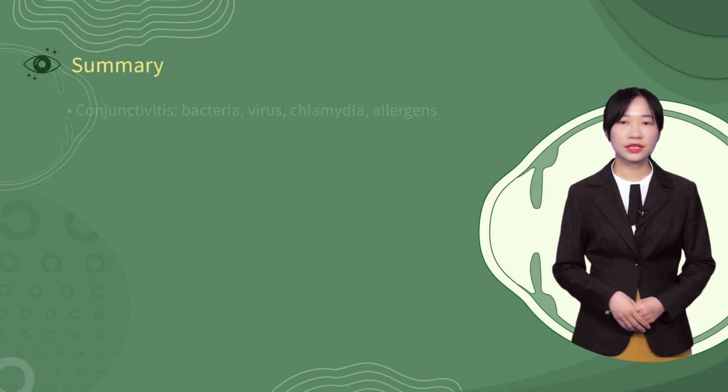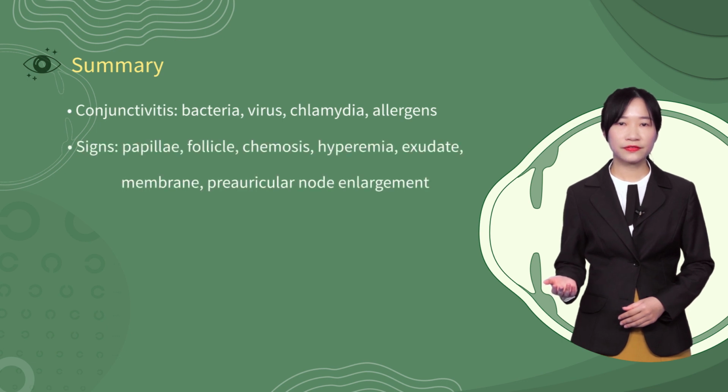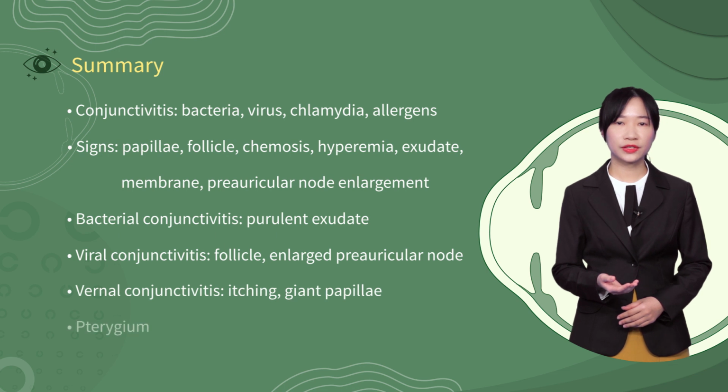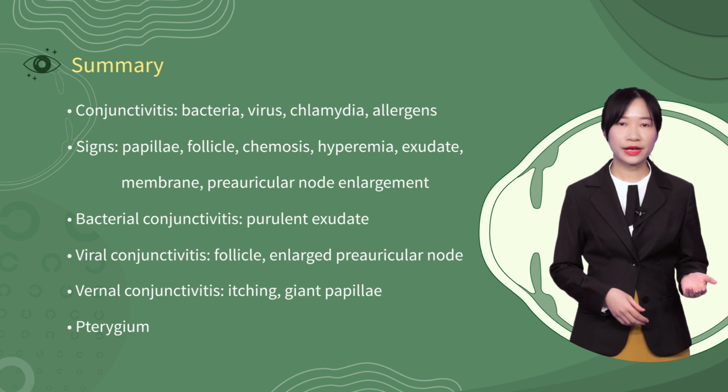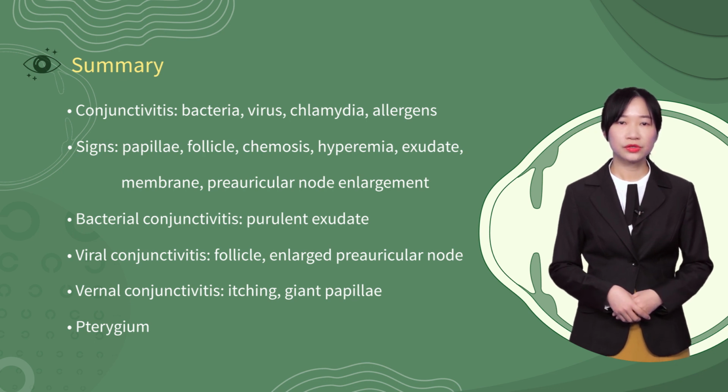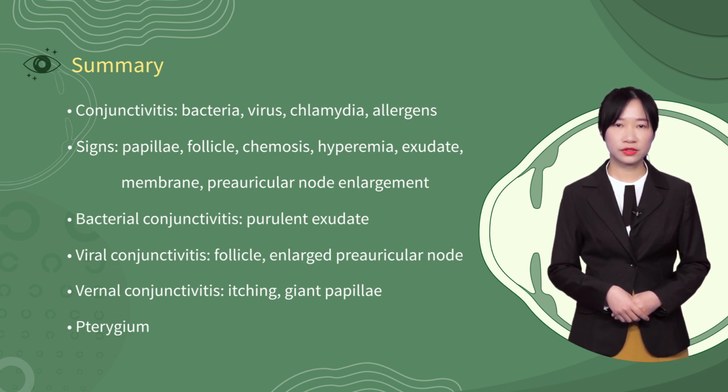In summary, conjunctivitis can be classified into bacterial, viral, chlamydial, and allergic conjunctivitis. Signs of conjunctivitis vary with the different causes. We need to identify the main differentiating features. Pterygium is a triangular fibrovascular subepithelial ingrowth of bulbar conjunctival tissue. Surgery is indicated for cosmetic reasons, significant irritation, or visual disturbance.